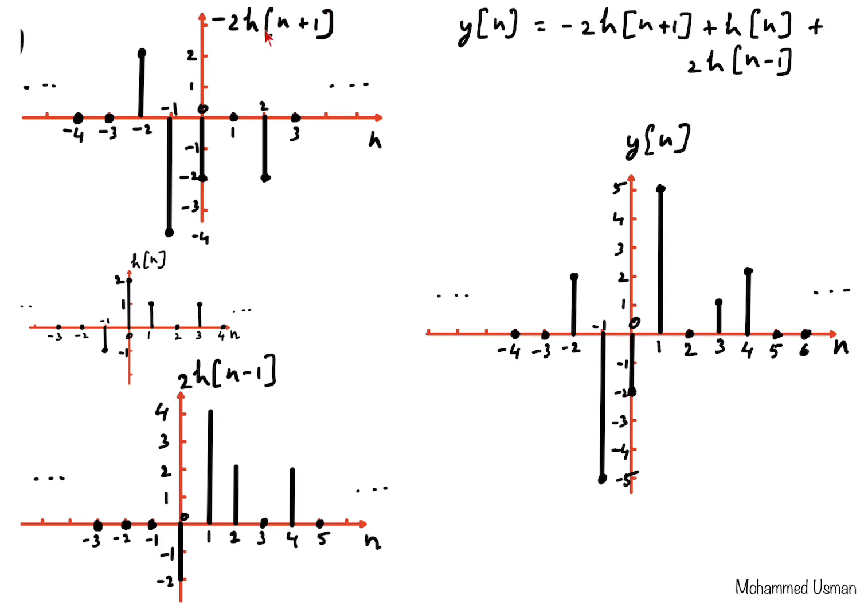That's our original impulse response h of n. That's the impulse response shifted to the left by 1 and scaled by a factor -2. And that's the impulse response, this h of n, shifted to the right by 1 and scaled by a factor of 2. So when we have added these together, we have got the output y of n, and that is basically what the convolution operation is doing.